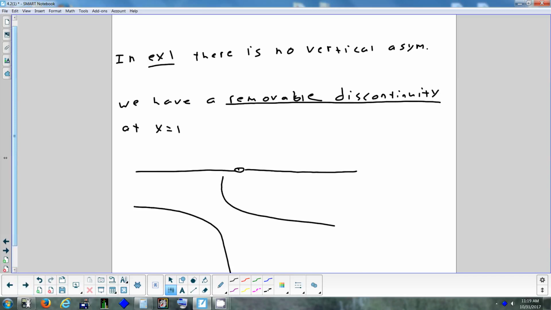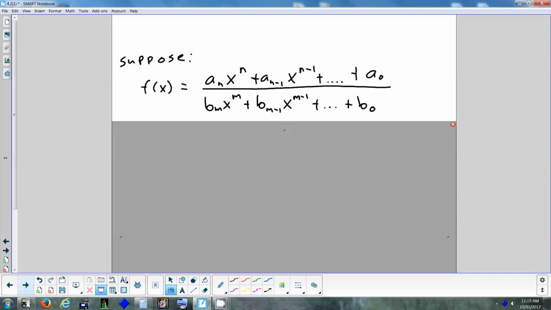Okay, so the proper name for a hole is called a removable discontinuity. Any question on that? So that's the name for a hole, removable discontinuity. All right.